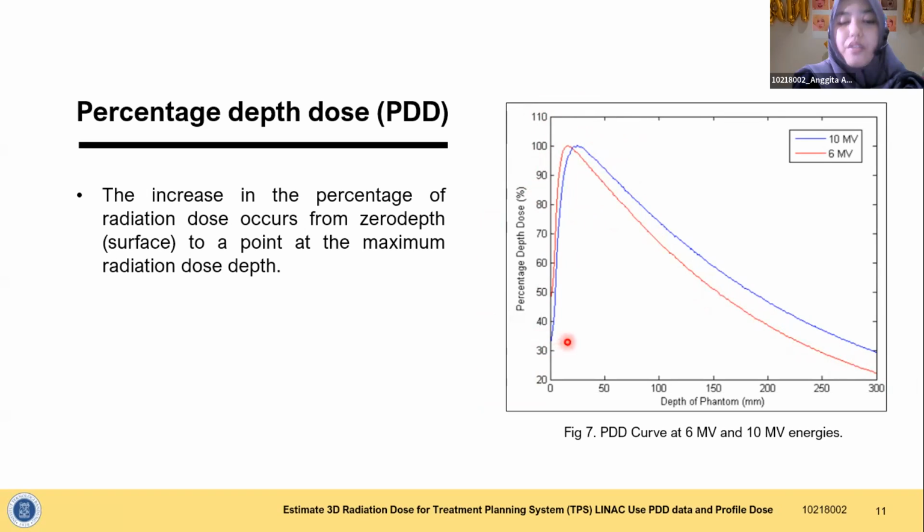The PDD curve shows that the percentage increase in radiation dose occurs from the zero depth point or surface to the point of maximum radiation dose depth. The percentage of the maximum radiation dose produced indicates that the percentage of radiation dose generated at the maximum depth reaches a value of exactly 100%. The area where the percentage increase in the radiation dose occurs is known as build up.